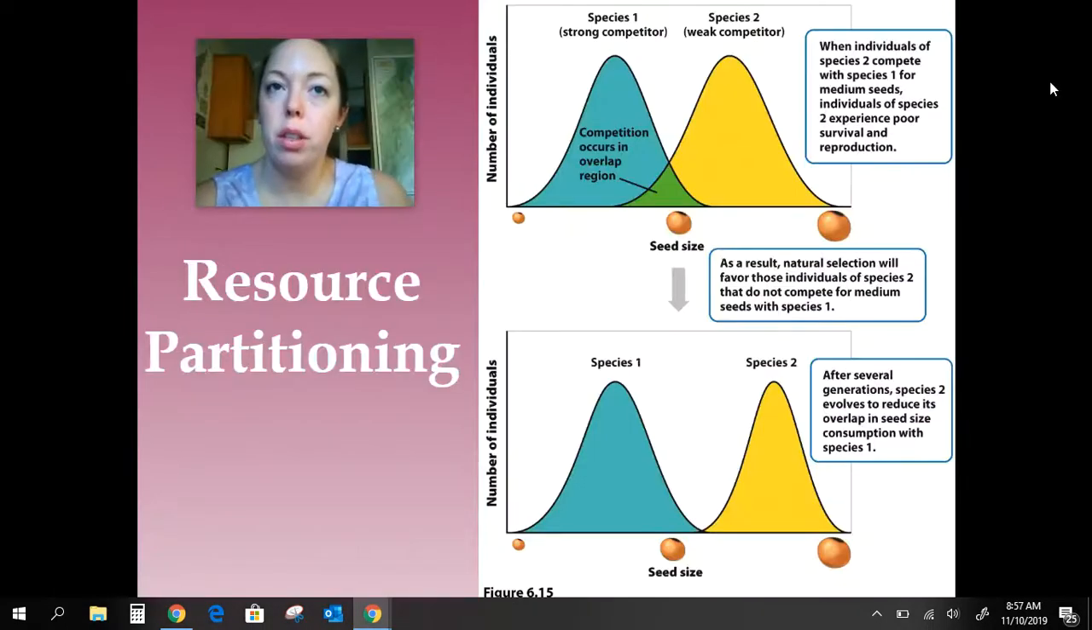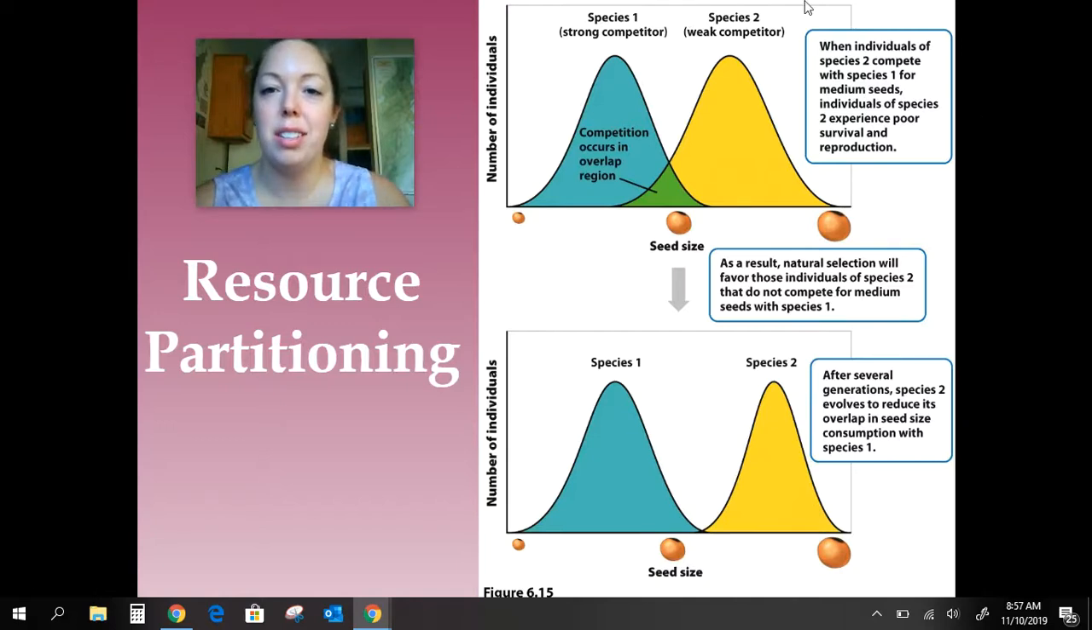So competition for a limited resource can lead to resource partitioning, okay, in which 2 species divide a resource based on differences in the species' behavior or morphology. Okay, so in evolutionary terms, when competition reduces the ability of individuals to survive and reproduce, natural selection is going to favor the individuals that overlap less with the other species and the resources that they use.